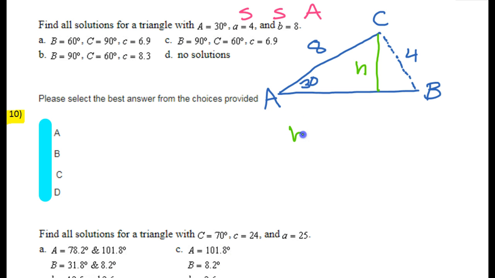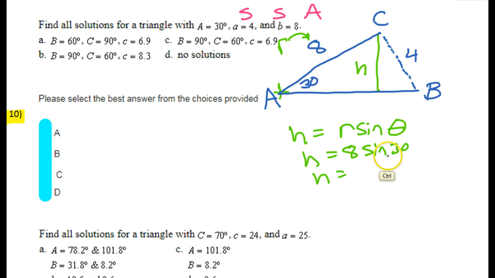The height is always going to be R sine theta. R refers to radius. I'm picturing this as the origin, and so I'm picturing this 8 as the radius. So when I say R, I'm talking about this. So the height is going to be 8 sine 30.